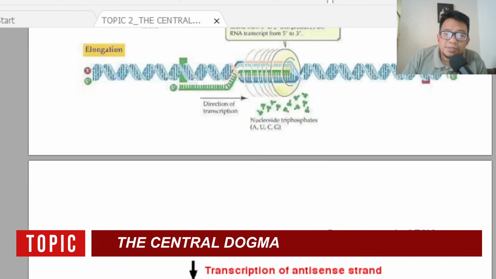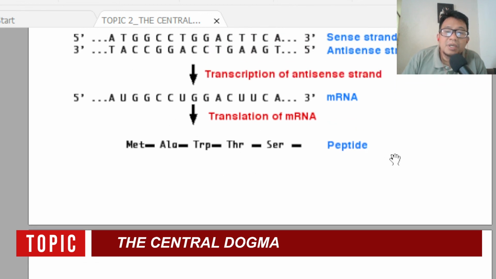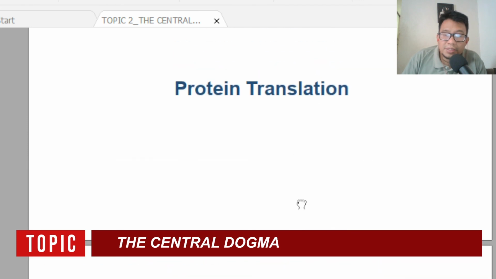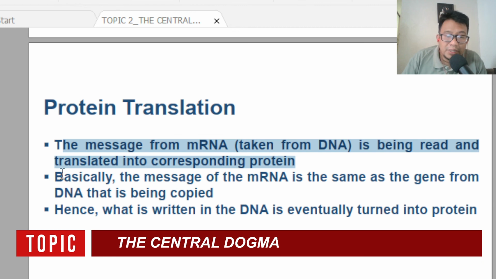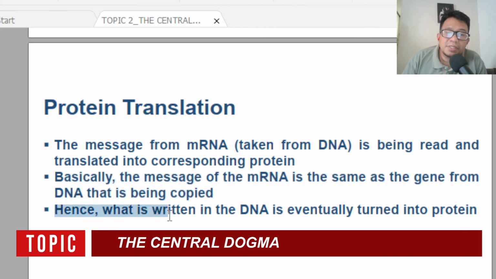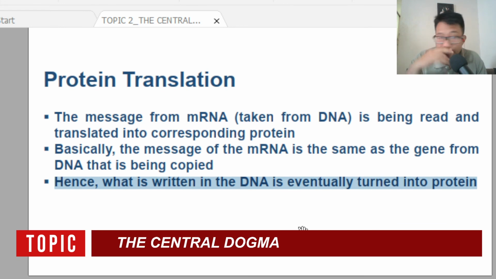Okay? So once it is already translated, we are now entering translation, which is now known as the peptide sequence. Okay? So no longer what we call the nucleic acid sequence, but now the peptide sequence. And take note that peptides are now the foundation of proteins. So we now go here to protein translation. Okay? So when you say protein translation, the message from mRNA taken from DNA is being read and translated into the corresponding protein. Basically, the message of the mRNA is the same as the gene from the DNA that is being copied. Hence, what is written in the DNA is eventually turned into protein. So that's translation. Okay? You translate whatever the message is.